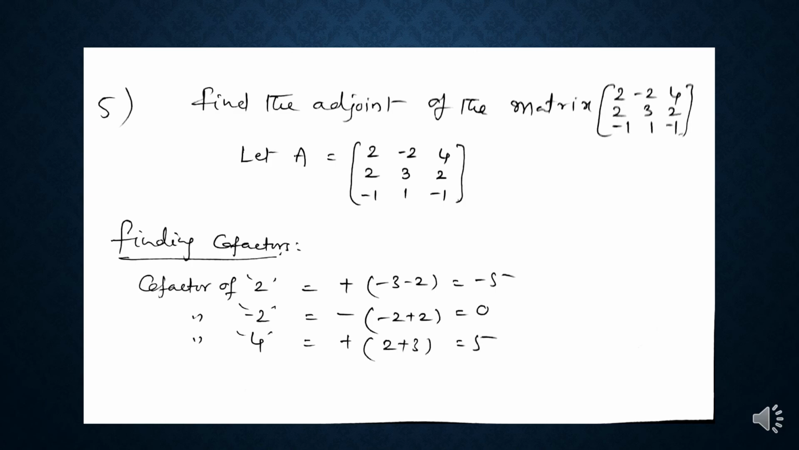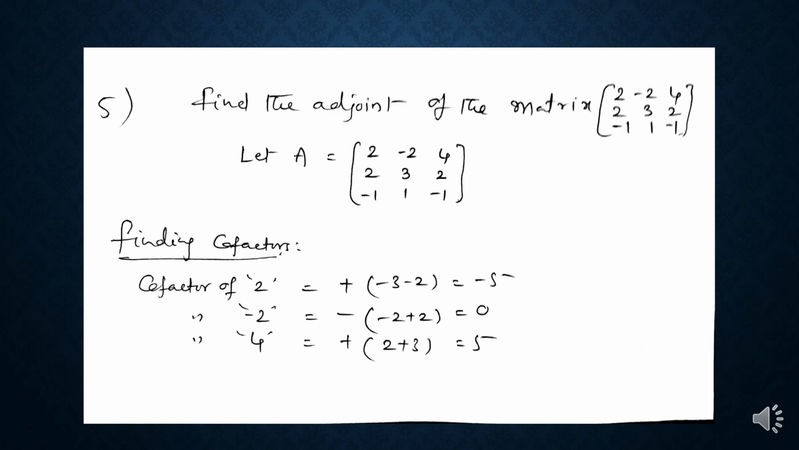So after finding all the cofactors, replacing the elements with the corresponding cofactors is called the cofactor matrix. To find the adjoint A, we transpose that cofactor matrix. So now find the cofactors for each and every element.